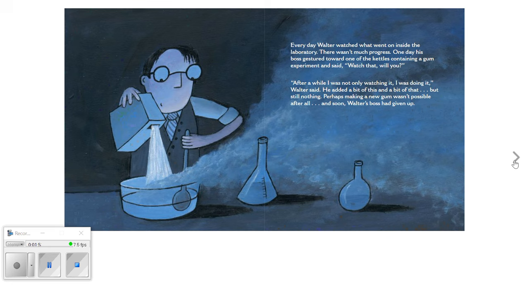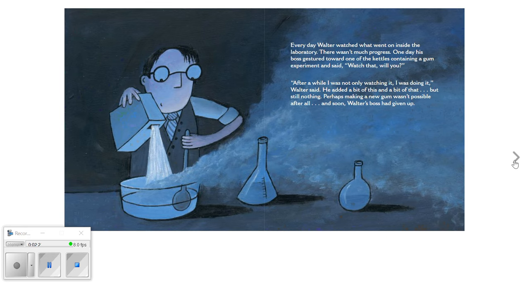Every day, Walter watched what went on inside the laboratory. There wasn't much progress. One day, his boss gestured toward one of the kettles containing a gum experiment and said, "Watch that, will you?" "After a while, I was not only watching it, I was doing it," Walter said. He added a bit of this and a bit of that, but still nothing. Perhaps making a new gum wasn't possible after all.